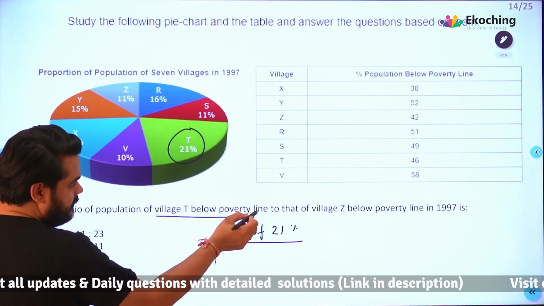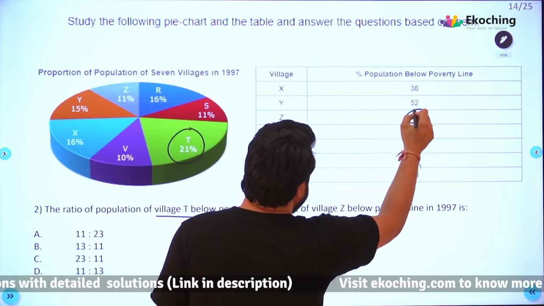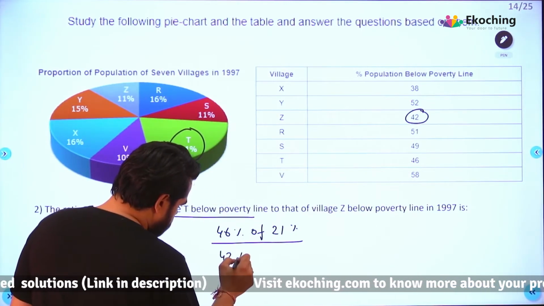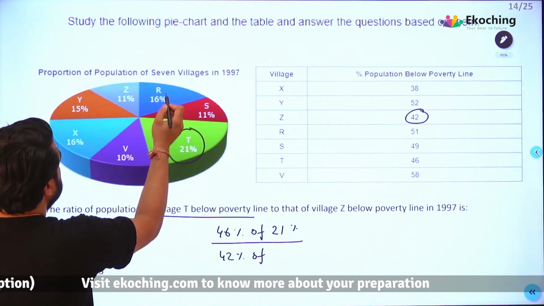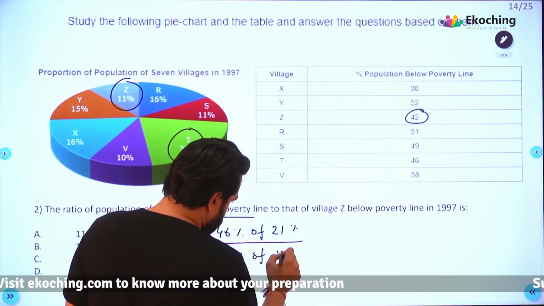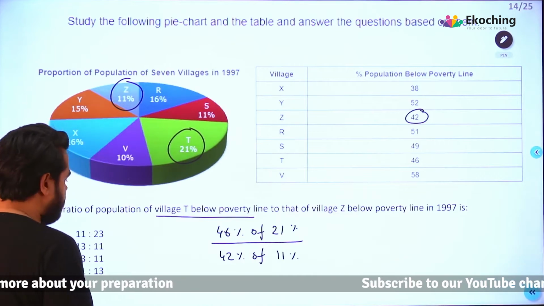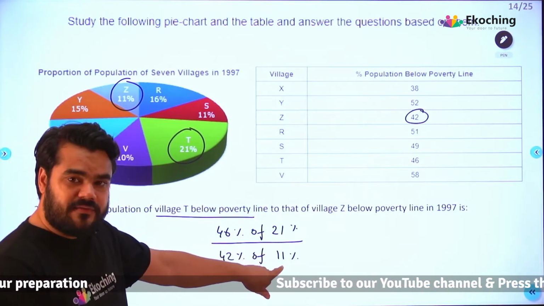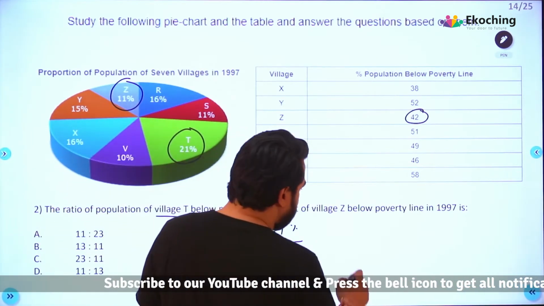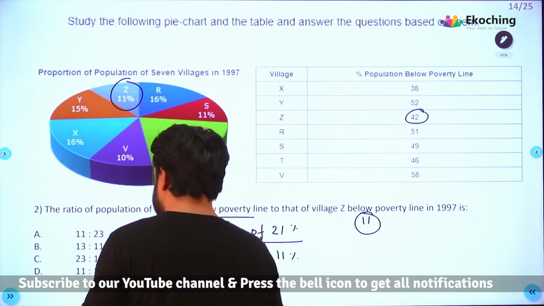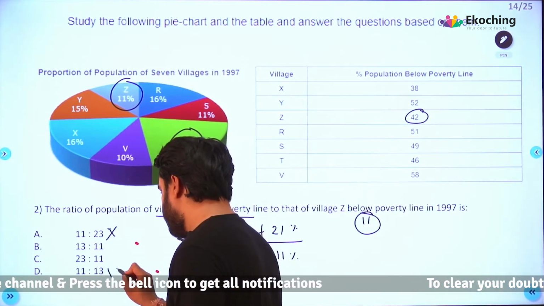डिनोमिनेटर में Z बिलो पॉवर्टी लाइन, सो Z का बिलो पॉवर्टी लाइन 42% ऑफ Z 11%. ओके, इसको हमें अंदर अंदर कैलकुलेट करना है. आई कैन नोटिस वन थिंग दैट डिनोमिनेटर में 11 है और न्यूमरेटर में 11 का कुछ नहीं है. दैट मींस 11 हैज टू बी इन द डिनोमिनेटर. सो A कैन नॉट बी माय आंसर और D कैन नॉट बी माय आंसर.